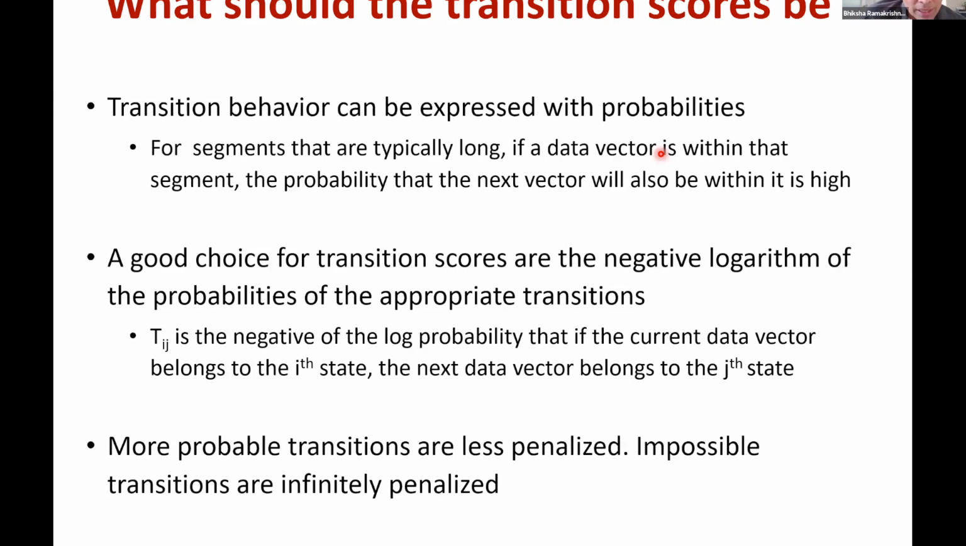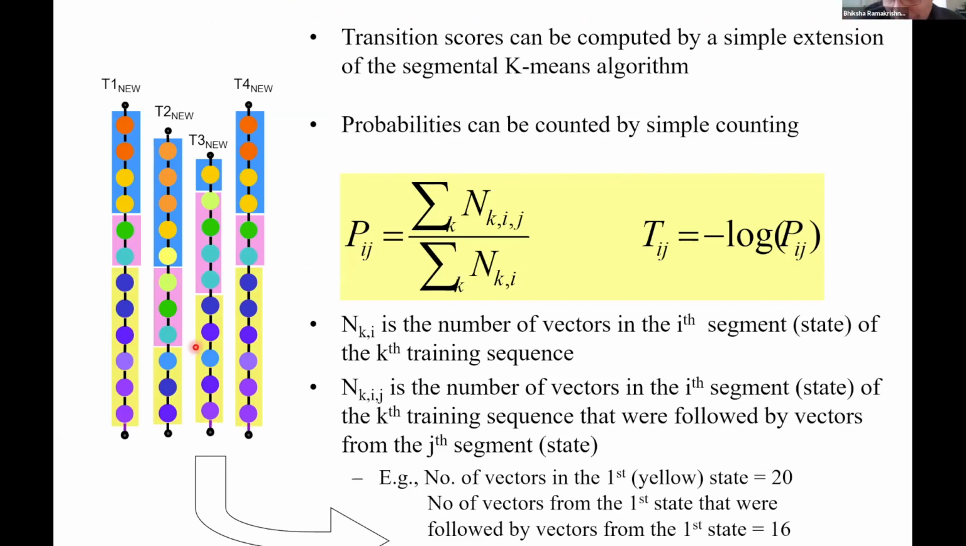So what would good costs be for these alignments such that they naturally favor the right length for each of these segments? A good cost can be based on probabilities. A good choice for transition scores is the negative logarithm of the probabilities of the appropriate transitions. So I'm just going to skip that. I said no math, well, I lied. Here's a little more.